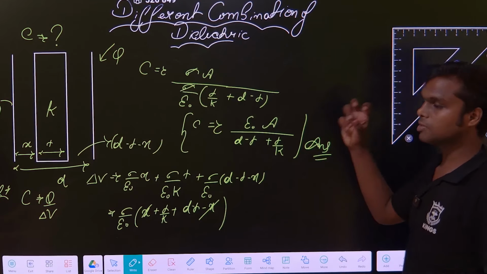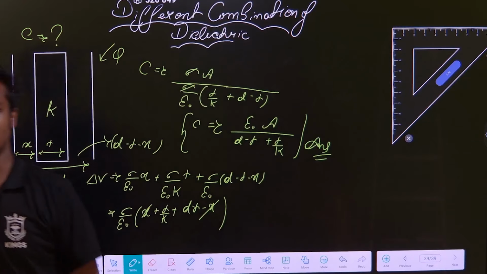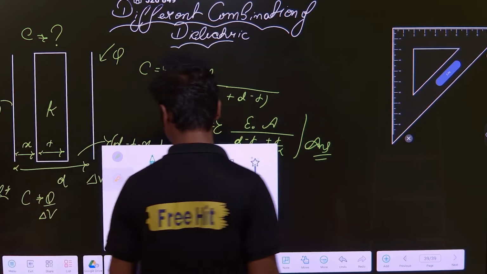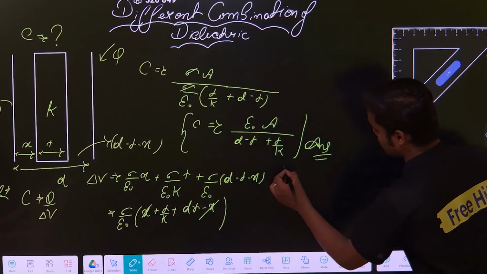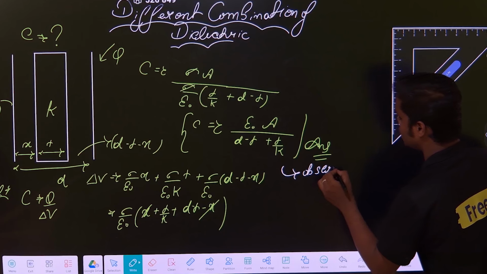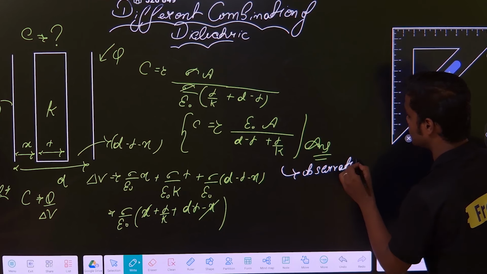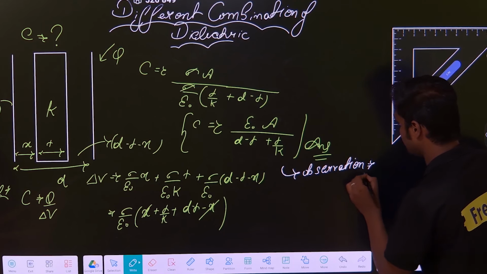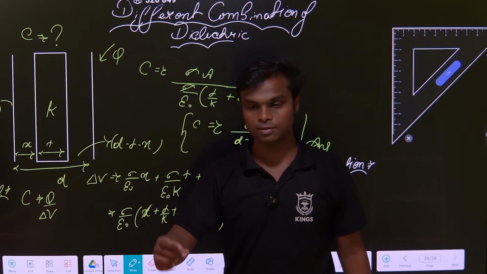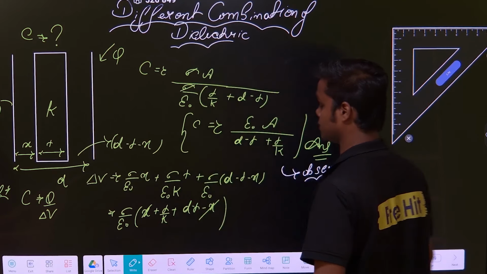Now observe this answer very carefully. What do you understand from this answer? First of all, what are the observations we obtain? That is the important thing. Solving a question is not important. What is important is the observation you understand from that question, and then you use that observation to solve other questions in a very quick manner. That is the understanding of physics.